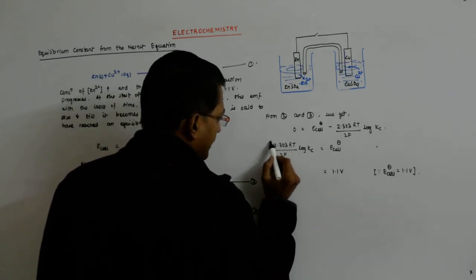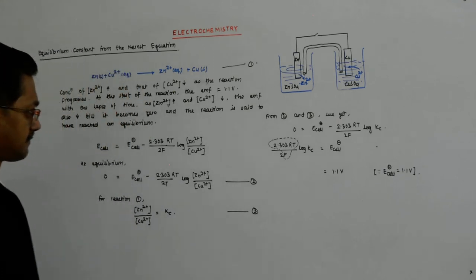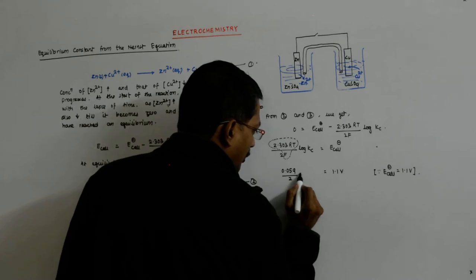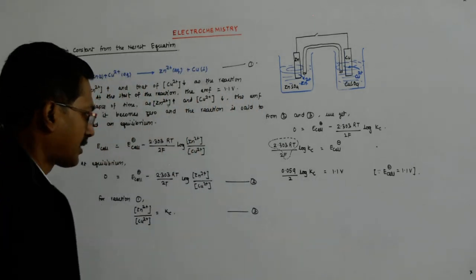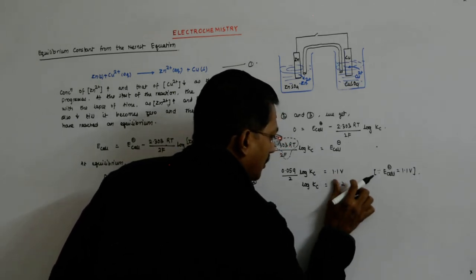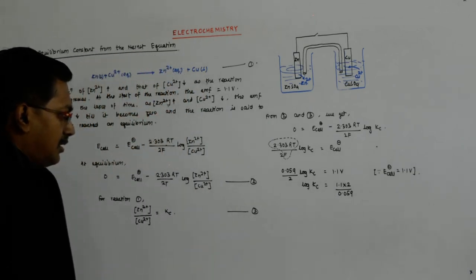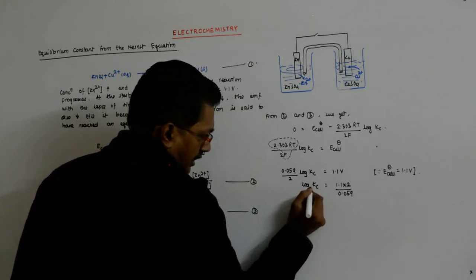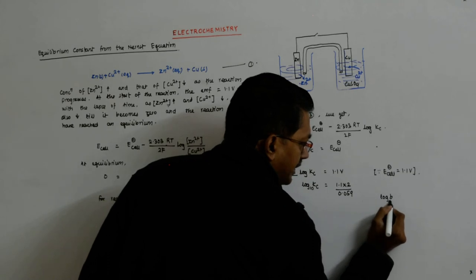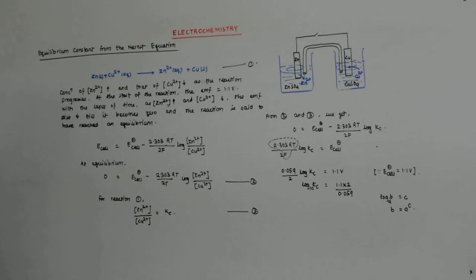Okay, now we have seen the value of this is how much? This is equal to 0.059 upon 2 log Kc. So log Kc is equal to 1.1 into 2 upon 0.059, right? Here when I say log, I actually mean that the base is 10. And it is a property of log that if log B base A is equal to C, then B will be equal to A to the power C.